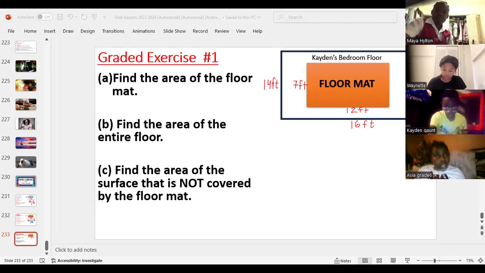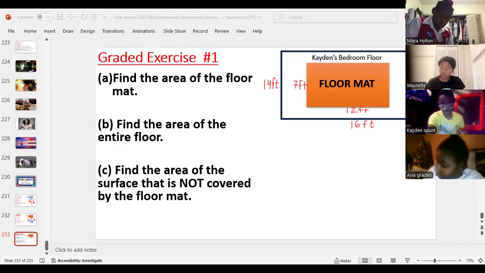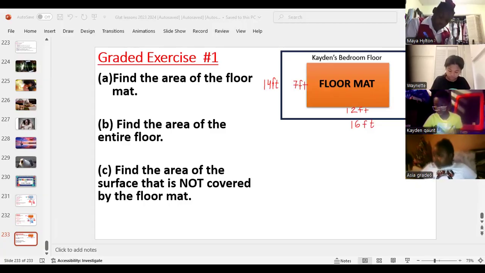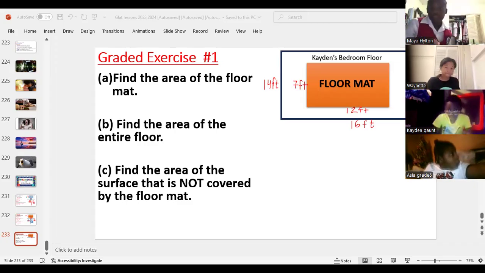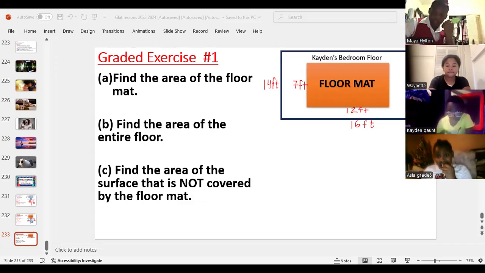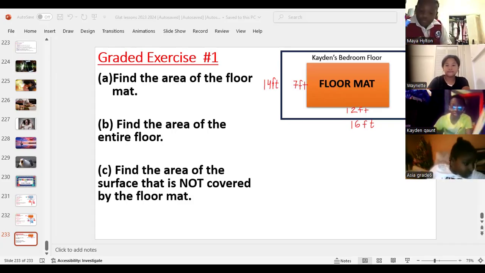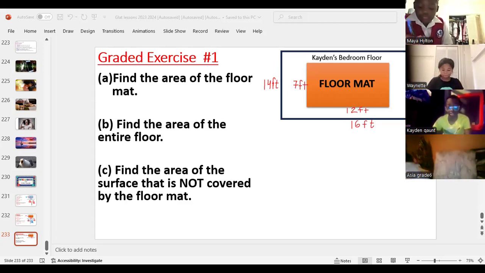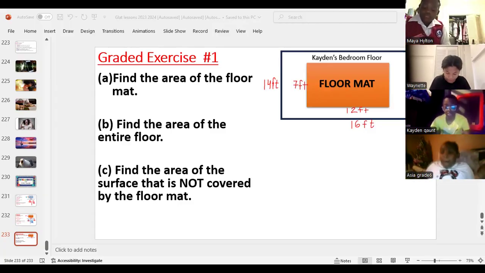Excuse me, Mr. Petit. Go ahead. On the second one, do we have to write the answer or just put the answer? For the second one, draw the image and find the area of those shapes. Okay, draw the image and find the area of those shapes. So draw the shape. Yes, draw it.